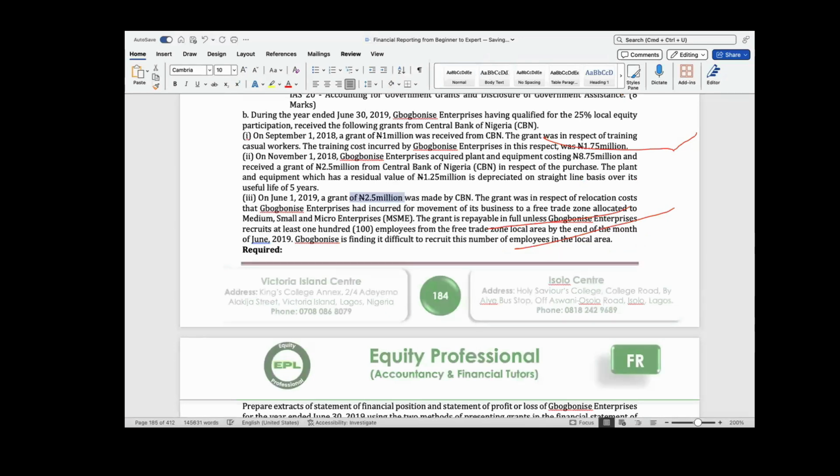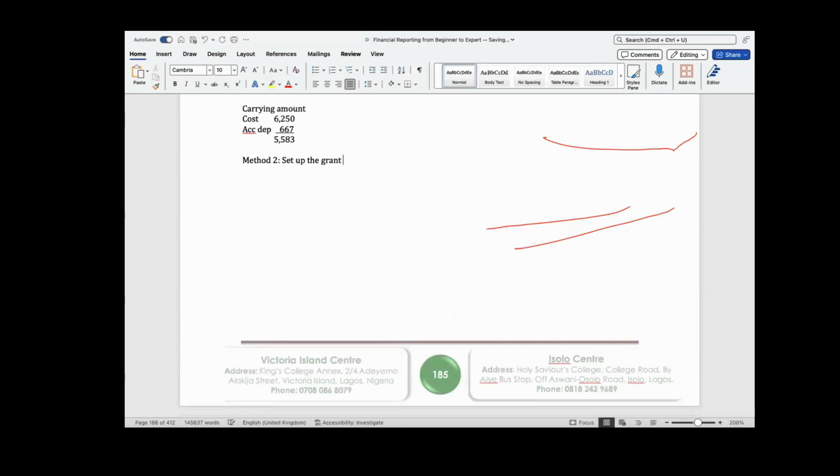So for method 2, set up the grant as a deferred income. That's for grants related to assets, and present the grants as a separate line item for grants related to income. So for grant 1 for 1 million, you don't need to set it off. You just present it separately in P&L.